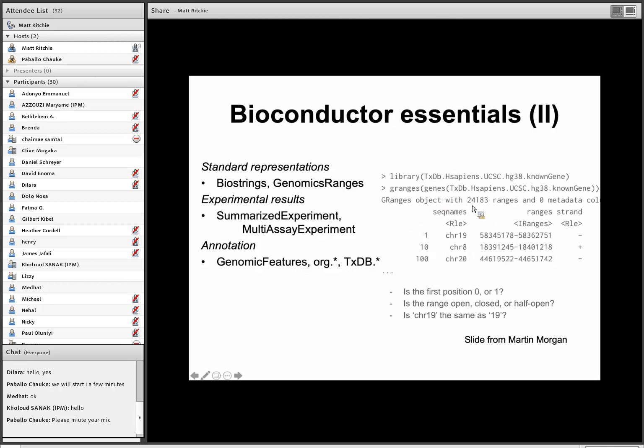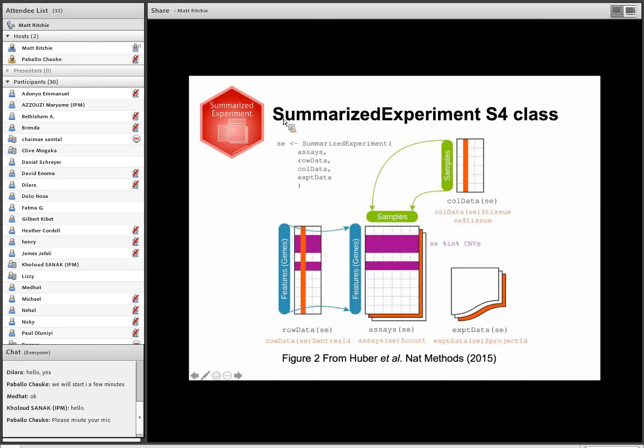So here's an example of trying to get some annotation information out to annotate genes and the code that would run to do that. And here's a nice overview of what a SummarizedExperiment class looks like.